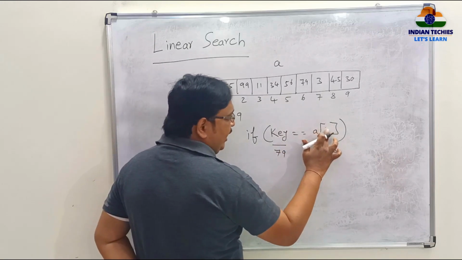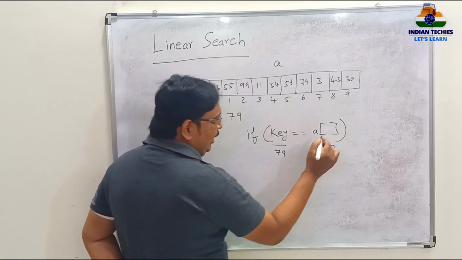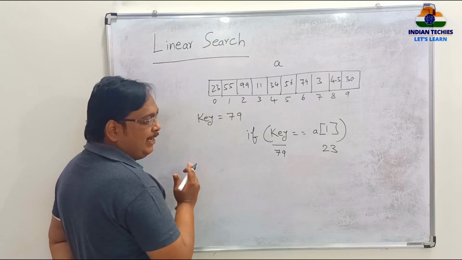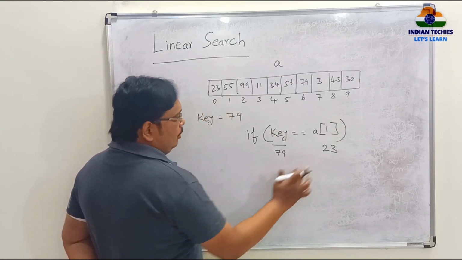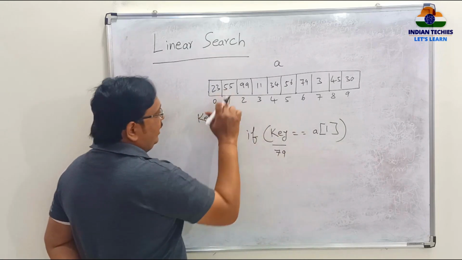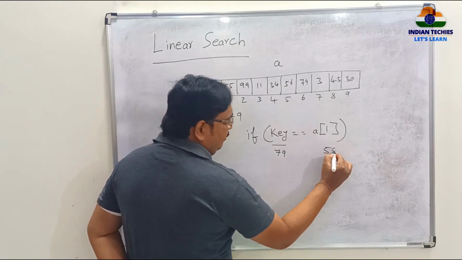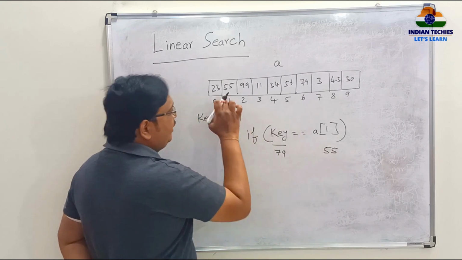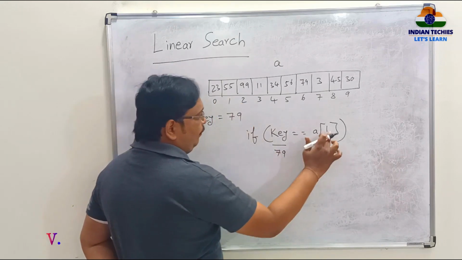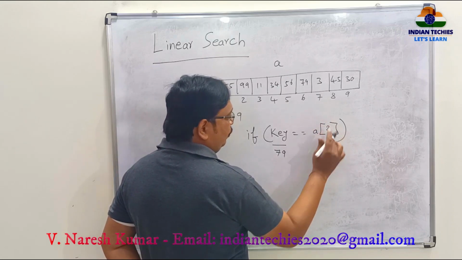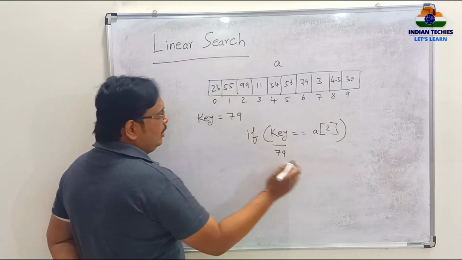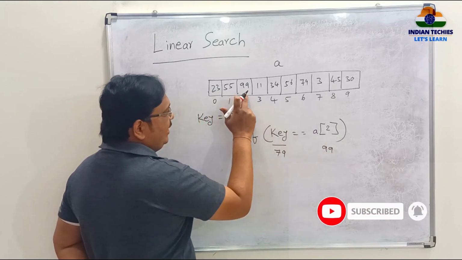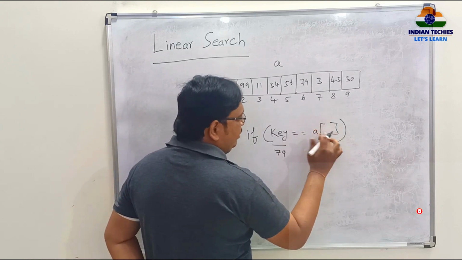No. Since A of 0 is not a match, I am comparing with A of 1. That means I go to the next position by incrementing one position, from 0 to 1. What is A of 1? A of 1 is 55. My key remains the same because I am searching for that one. So is 79 equal to 55? No, it is not equal to 55. So I will search with A of 2. What is the A of 2 value? That is 99. Is 79 equal to 99? No. So A of 2 is also not matching.